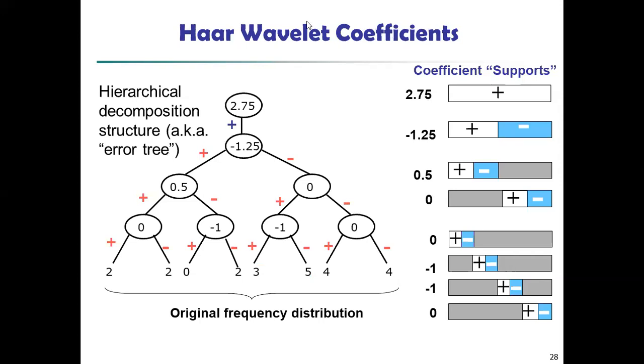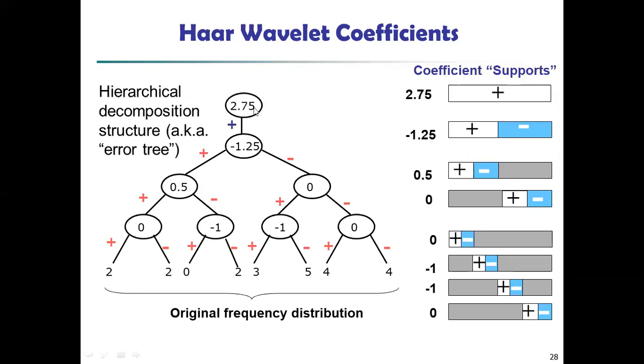Next, Haar wavelet coefficients. Mainly we have to represent the Haar wavelet coefficients here. First, the value is 2.75, that is the coefficient supports. So what are the values supports? Those values you have to represent here: 2.75, and the plus value you represent as minus 1.25. For the minus value, you then add the value, that is 0.5. And so first, the value you take is 2.75.